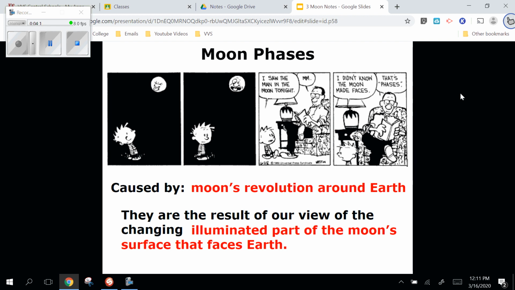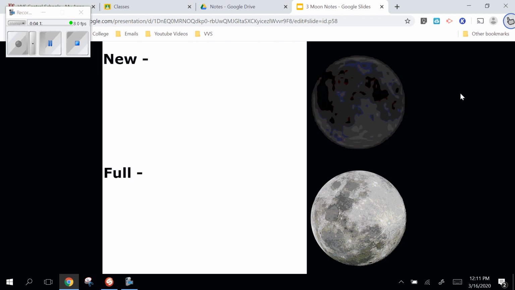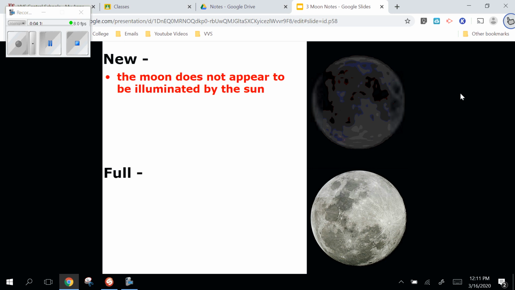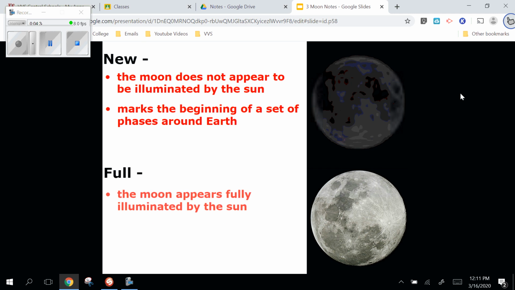All right, so new moon, again, doesn't appear to be illuminated. In other words, we're not seeing any portion. The other side is what's illuminated from our view. We call the new moon the starting point or the beginning of a set of phases around Earth. It doesn't really matter where you start from, but we just have to have some place to go because it's cyclic.